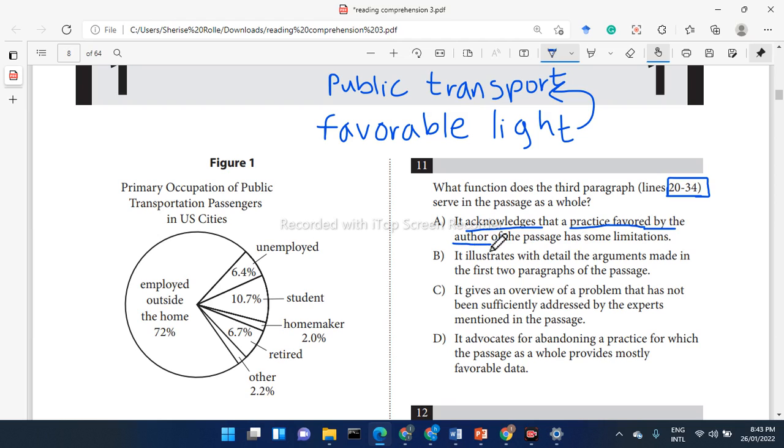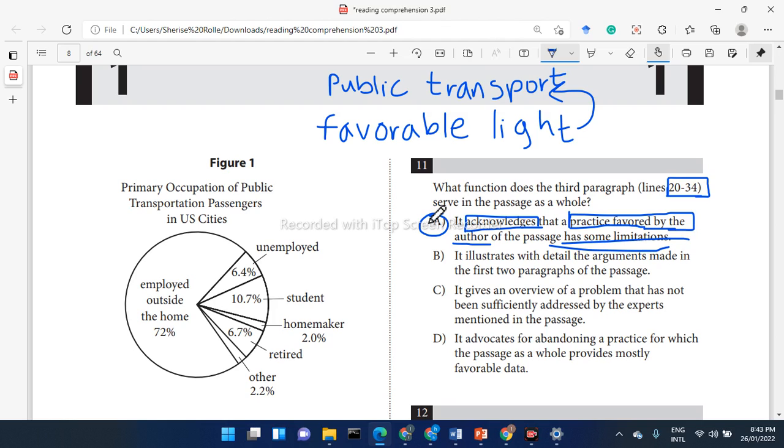Yes, he does. He favors this passage. He favors public transportation, but he's acknowledging that, hey, it does have some limitations. So the best answer for this one is A. C can be right as well.